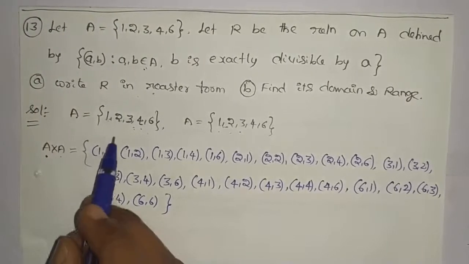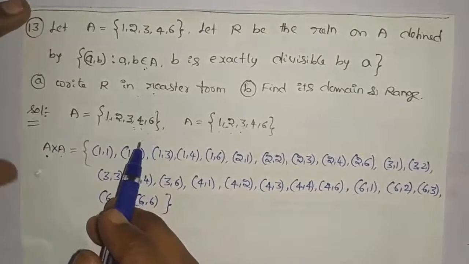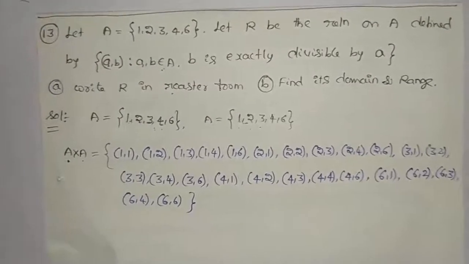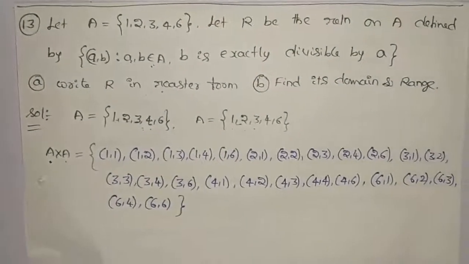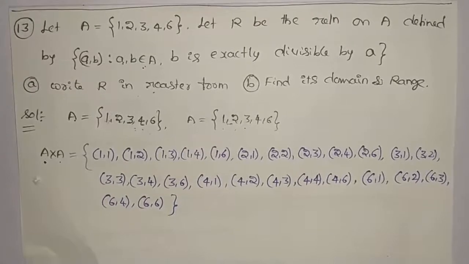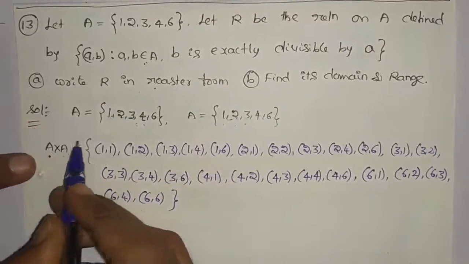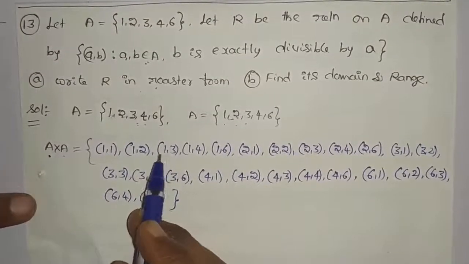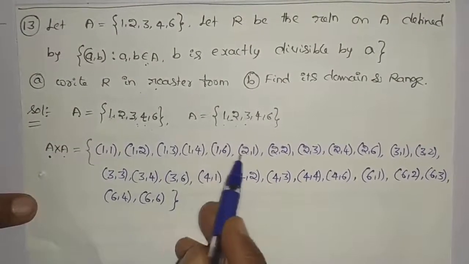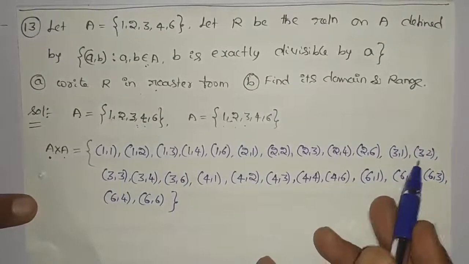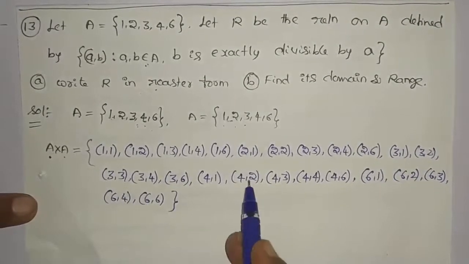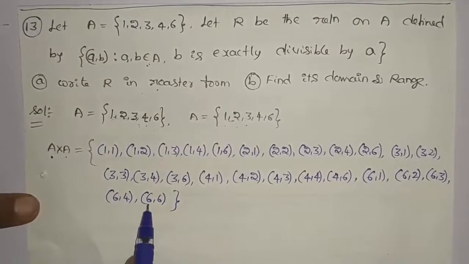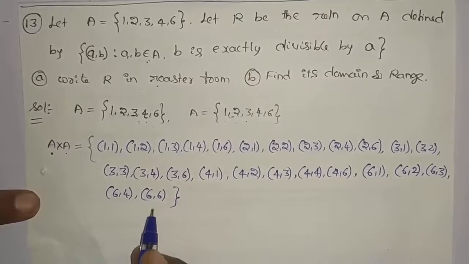Based on finding the Cartesian product, we have solved so many questions, right? I hope you understood the concept of writing the Cartesian product of two sets. Now, A cross A: I told you that 5 into 5 is 25, so 25 ordered pairs should be there. 1, 2, 3, up to 25. Exactly, we have 25 elements.